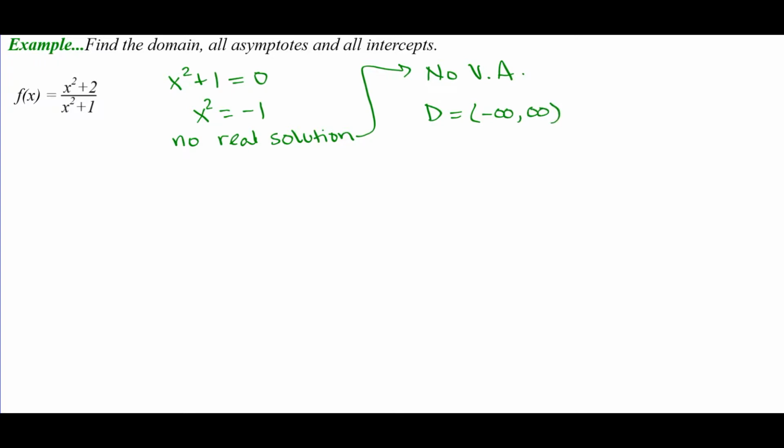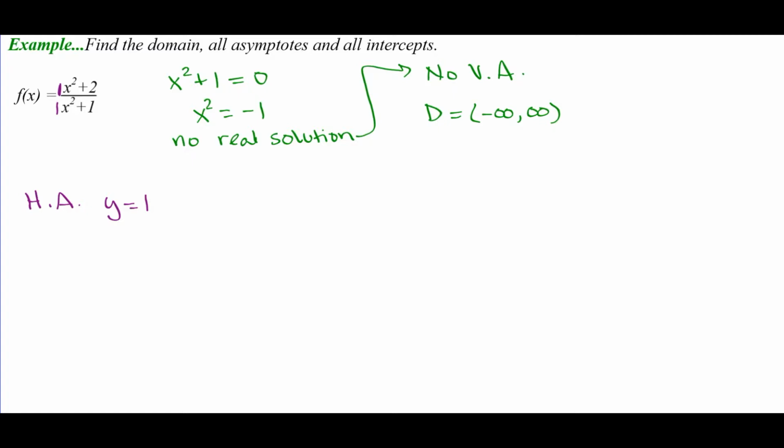Next, I want to think about horizontal asymptotes. The degree of my numerator and denominator are both 2. I'm going to take my leading coefficients, which are both 1. So I have a horizontal asymptote at y equals 1. We're not going to worry about range on these rational functions where we have exponents involved.